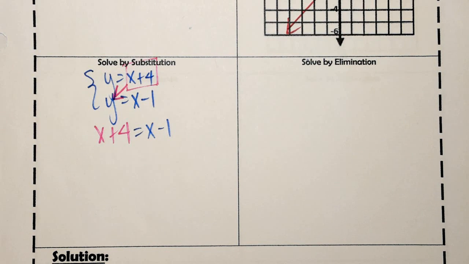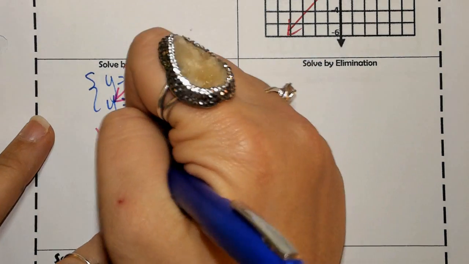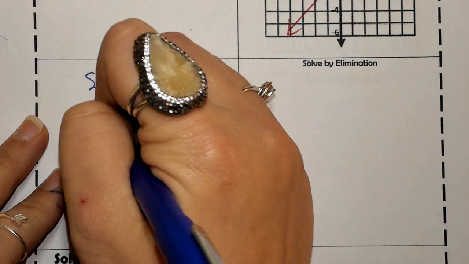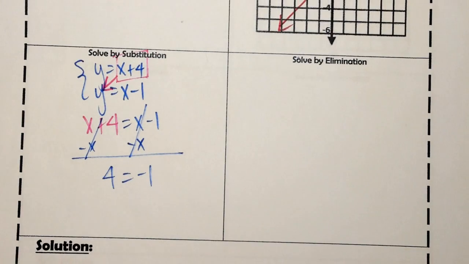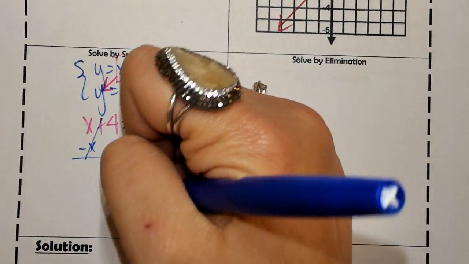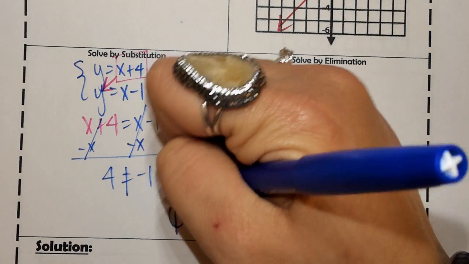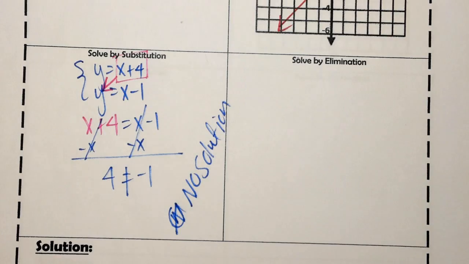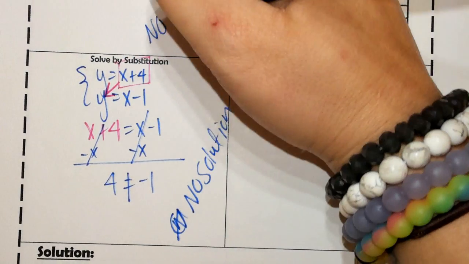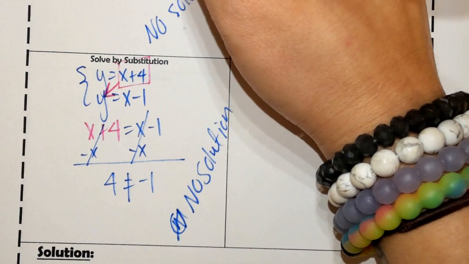What would we do from here? Subtract x. Take a point. And they cancel on both sides, and you're left with 4 equals negative 1. Is that a true statement? No. No solution. This one is also no solution.